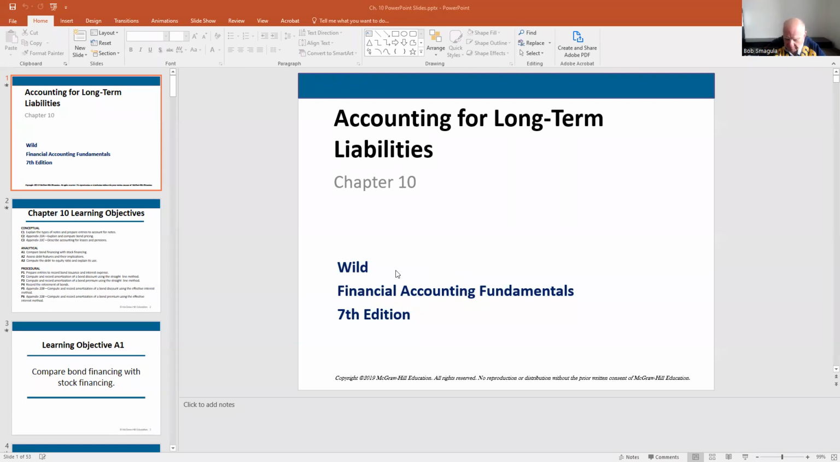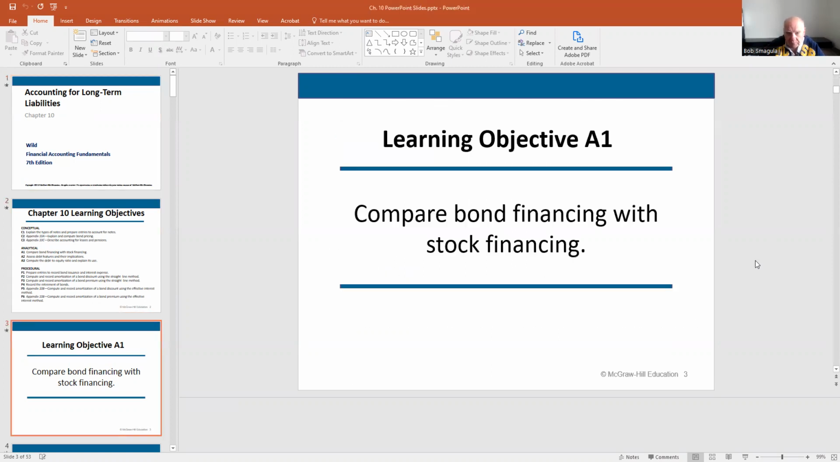Accounting for long-term liabilities. Any debt that's not due in a year is a long-term liability. Some learning objectives. Companies can raise money in various ways. You put your own money into the company. But if you're a big company, chances are you're going to do it through debt or equity. If it's through debt, you're going to finance a bond, or if it's through equity, a stock financing.